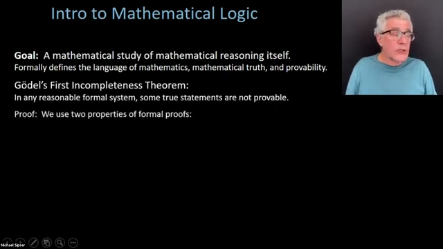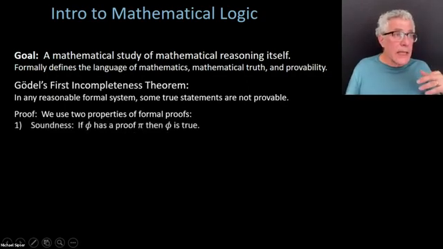In order to get this sketch of the proof, we're going to use two properties of formal proof systems. One is the obvious property that you would expect all provability systems to have: you can only prove true things. If something is being proven, it's going to be true. You can't prove anything false. If you can prove false things, your system of provability is bad.